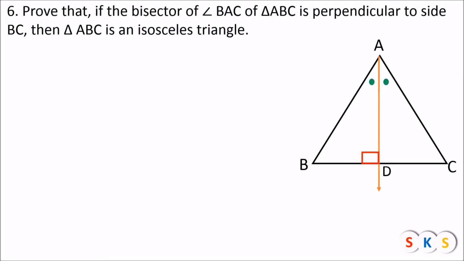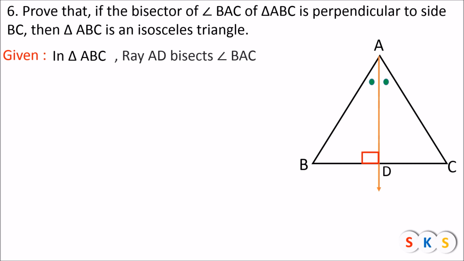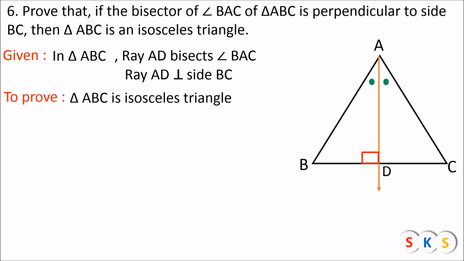Now let's see the given part. What is given here? In triangle ABC, ray AD bisects angle BAC, and ray AD is perpendicular to side BC. To prove, we have to prove triangle ABC is an isosceles triangle. So what is an isosceles triangle? A triangle having two sides equal is known as an isosceles triangle. So to prove triangle ABC is isosceles, I have to prove two sides of this triangle are equal.